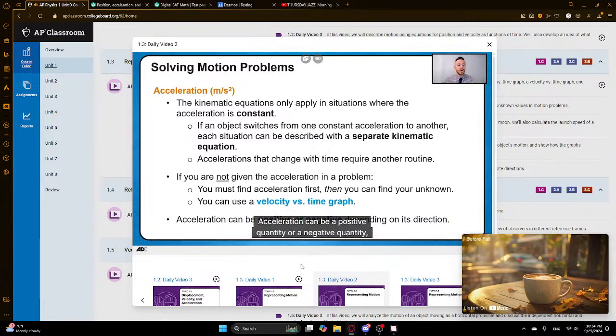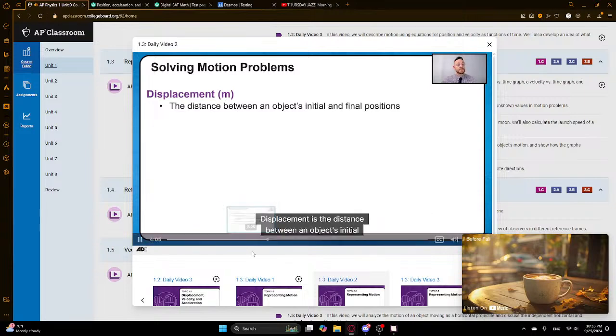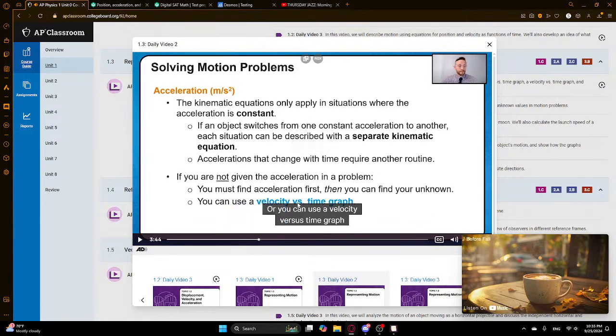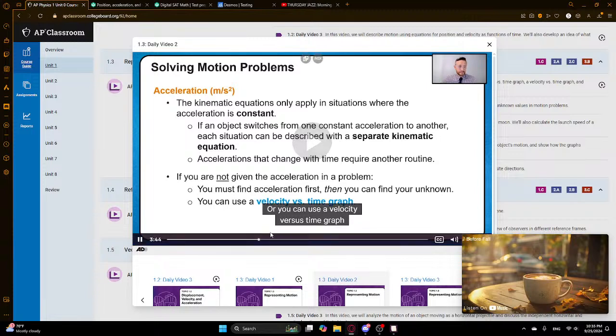Acceleration can be a positive quantity or a negative quantity, and I gotta write that down. It depends on the acceleration's direction. Displacement, the units for displacement are going to be meters. Acceleration is meters per second squared.